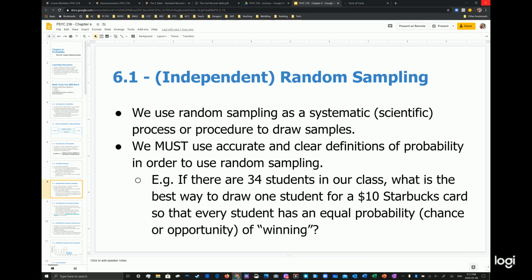So in terms of random sampling, the definition here is we want everyone to have an equal probability of being selected as a sample from the population. So in the slide, we have an example where there are 34 students in the class and we want to have a draw for 1 student to get a $10 Starbucks card. It could be 100 and students would be happier about that. But what would be a way that every student would get an equal opportunity? You might think drawing from a hat or drawing a particular card, and we can use the red ace as an example. There are 2 ways of doing this, and I'll show you right now.